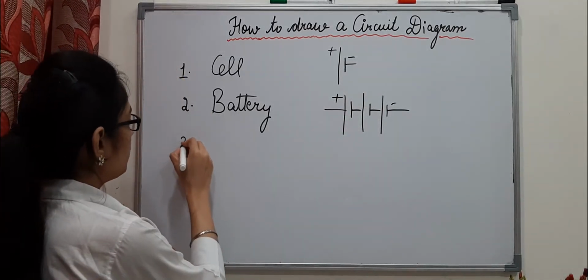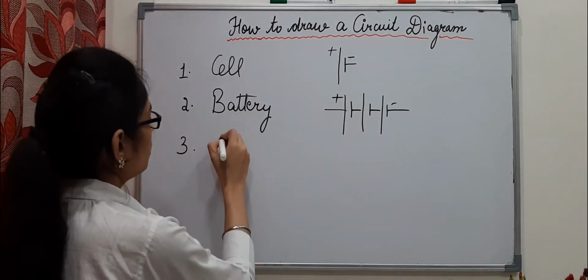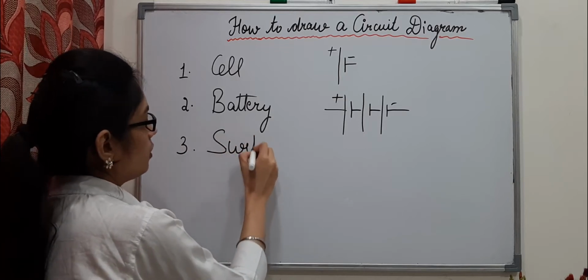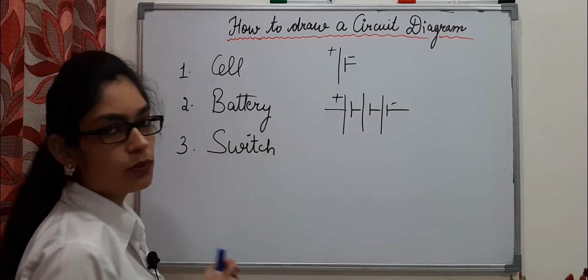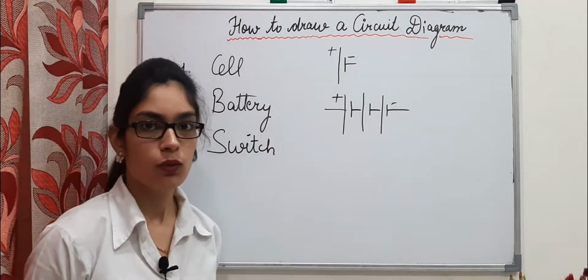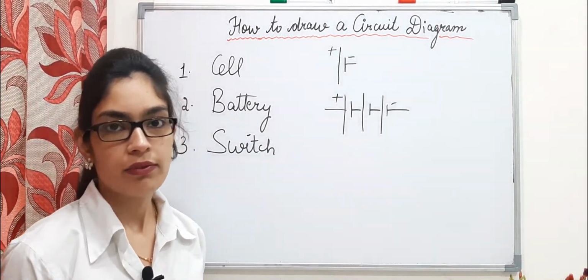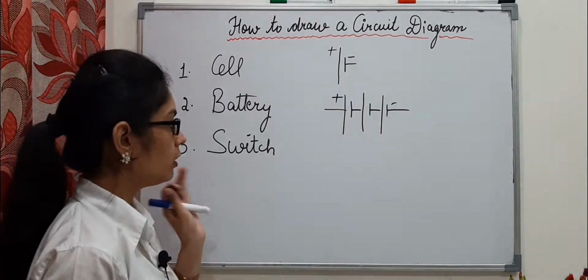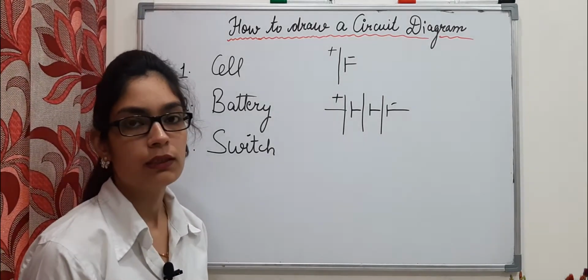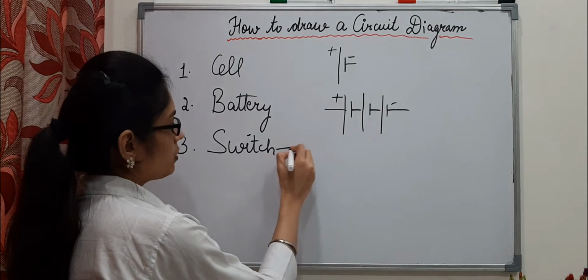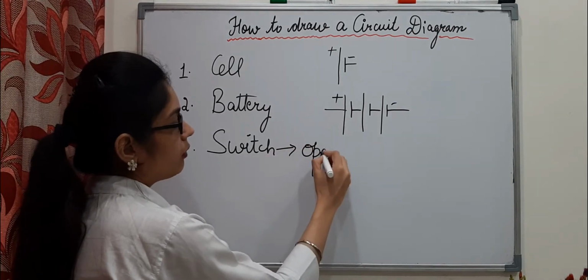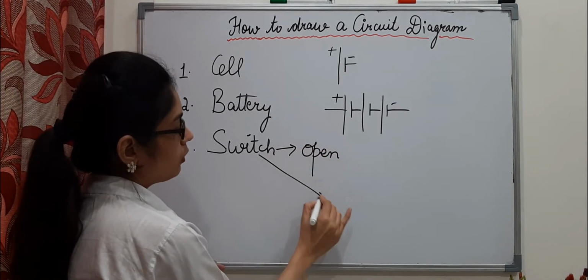So the next symbol is switch. So the switch is same switch which you use at your houses also to switch on the tube lights or fans, etc. So switch, it will have two symbols. So one when the switch is in open state and the other one when the switch is in closed state.